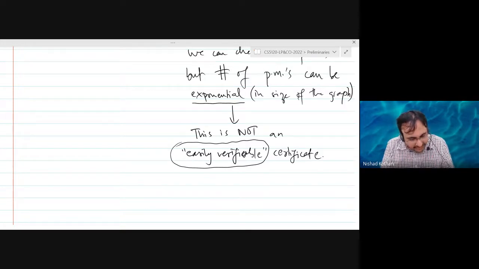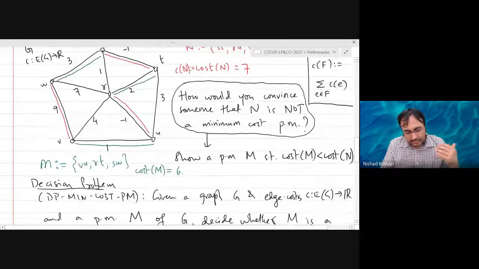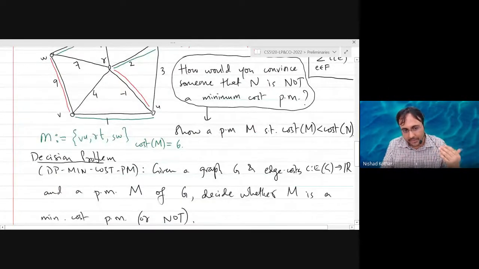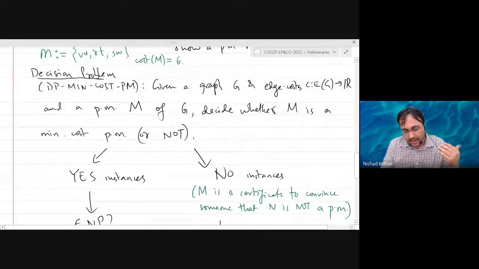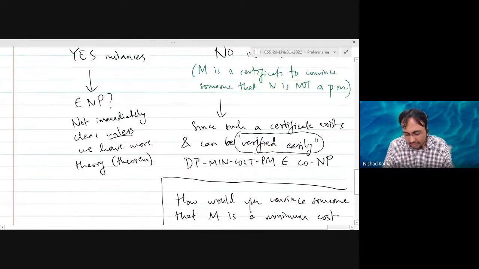Okay. I can understand why this is a bit jarring, because we just know that the certificate exists because of the definition of the problem. There is no deep theorem that we used, right? But finding it is an algorithmic problem. So how about this? Let's continue talking about how to convince someone that a given perfect matching is of minimum cost. Let's continue talking about this, and then I'll come back to this discussion to make it clearer. We are not done with this discussion yet.